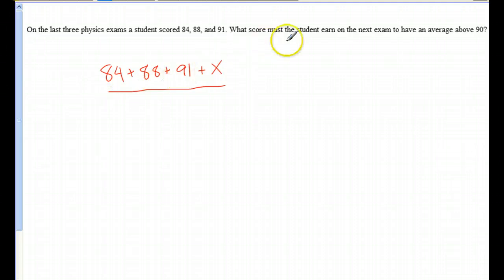So the way these problems work is you've got 1, 2, 3 tests so far. You're getting ready to take your fourth, and you want your average to be 90. Well, how do you get an average? You take the numbers, you add them up. We don't know what the last one is, so x. You divide by how many things you just added. We just added up 4, and it needs to be above a 90, so greater than 90. So there's our setup. There's what we're solving for.